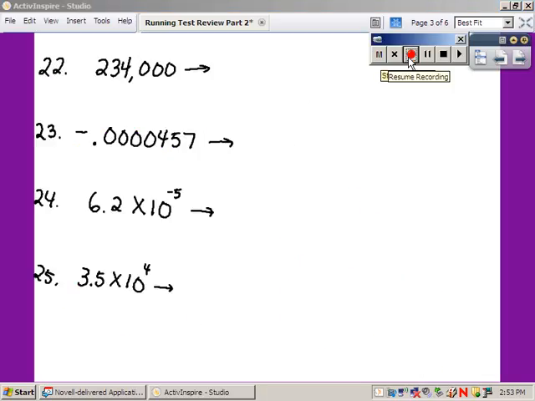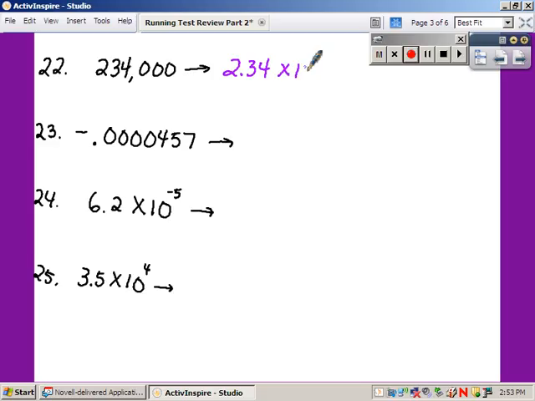Okay, this time we're doing scientific notation. The first few problems ask you to turn 234,000 back into scientific notation. The key to remember is it always has to be between 1 and 10, so we start with 2.34 times 10, and if the decimal was here, we go 1 place, 2, 3, 4, 5. Means this exponent is to the 5th.